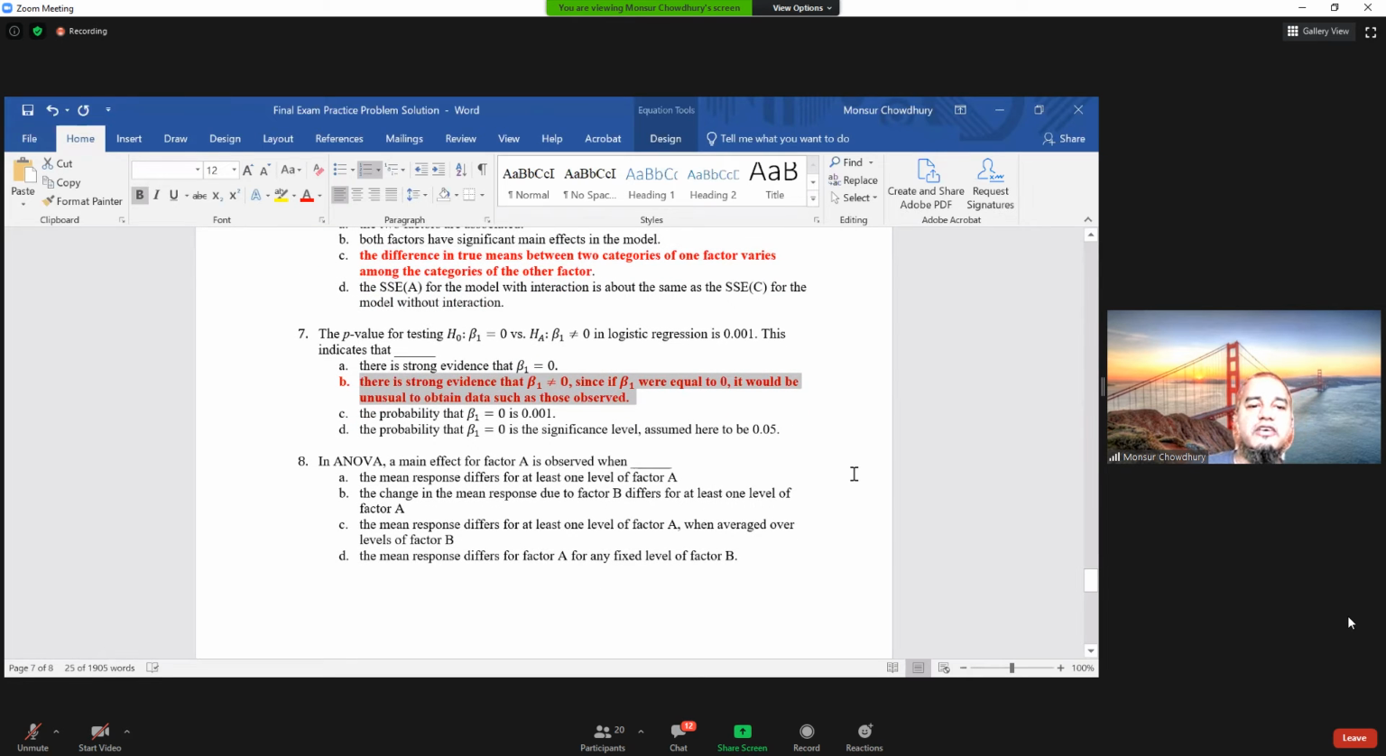Okay. In ANOVA, a main effect for a factor A is observed when. So there was a question like this in your test too. What does the main effect tell us? So what do you think? Which one should be true? The main effect of a factor. If the main effect is significant, what does it mean? Or what does the main effect tell us?